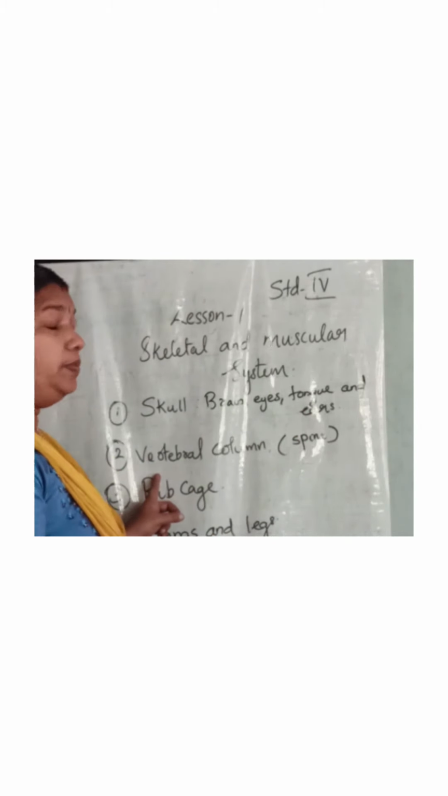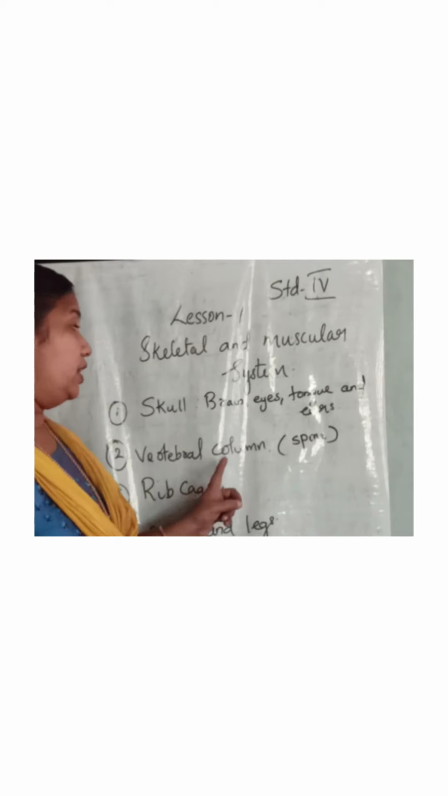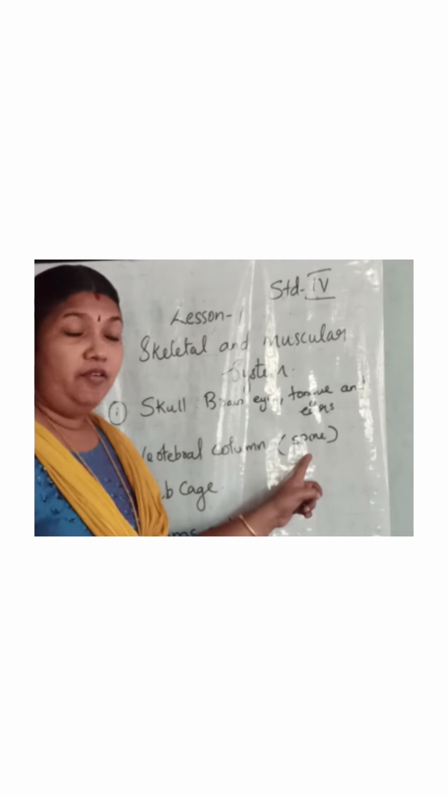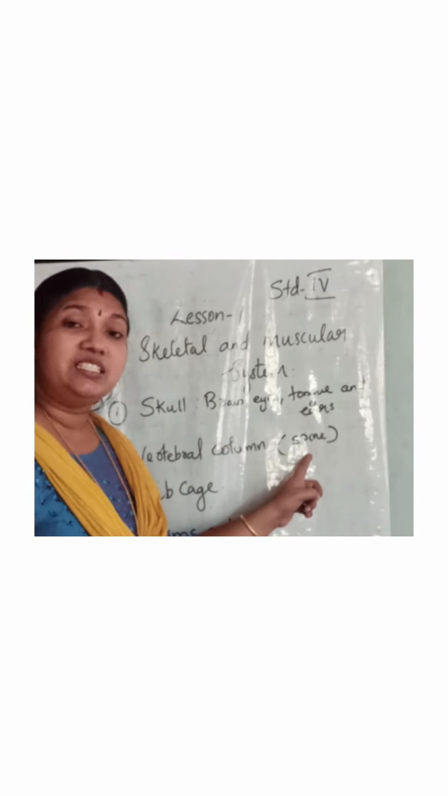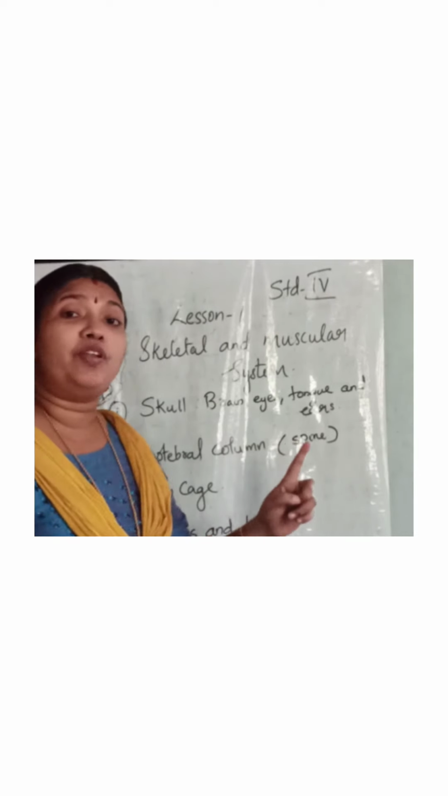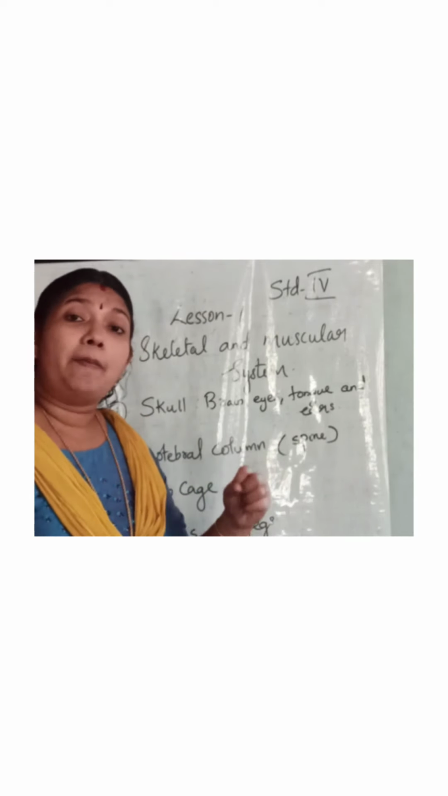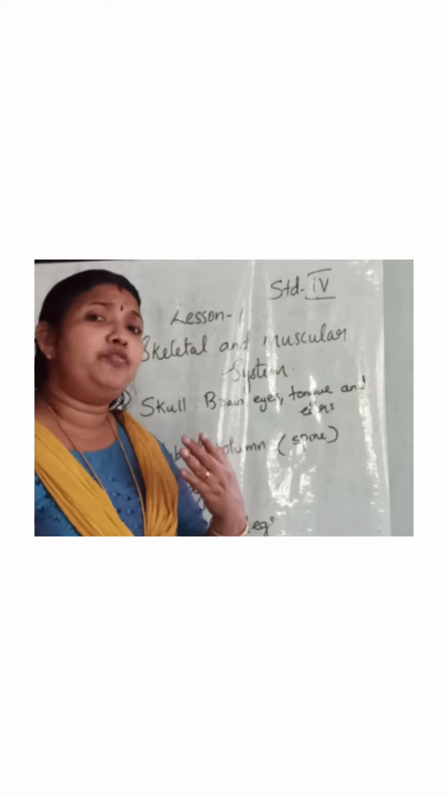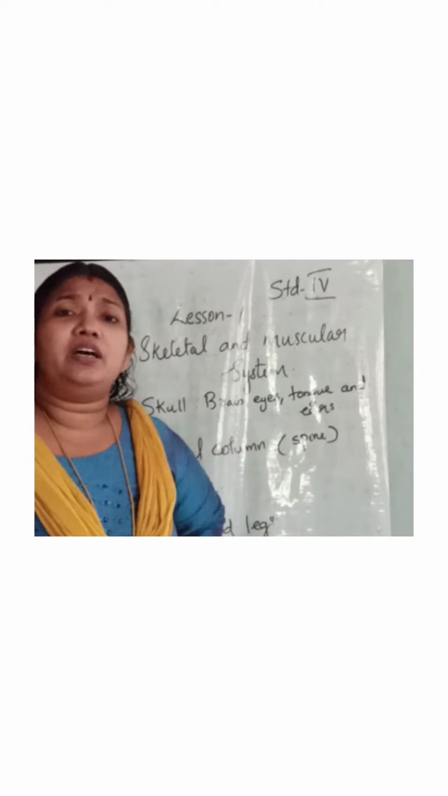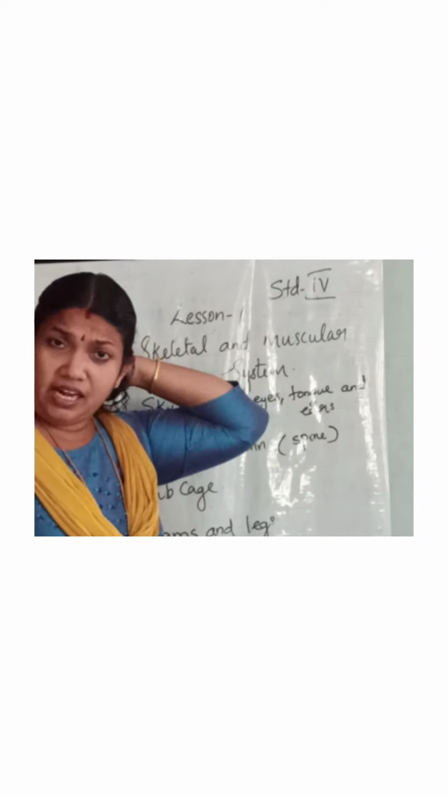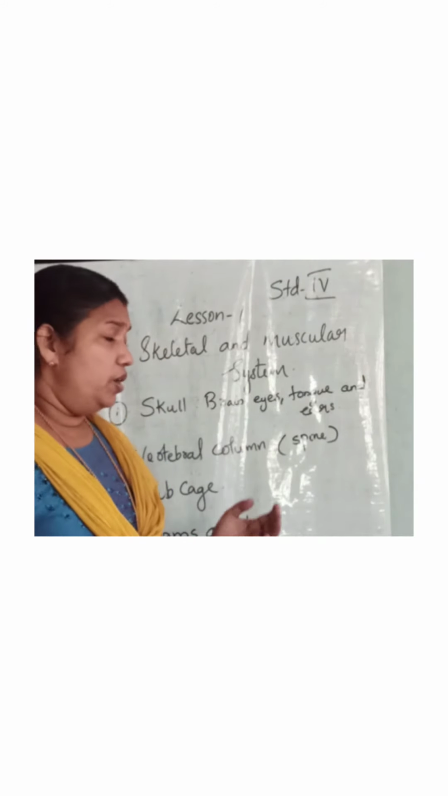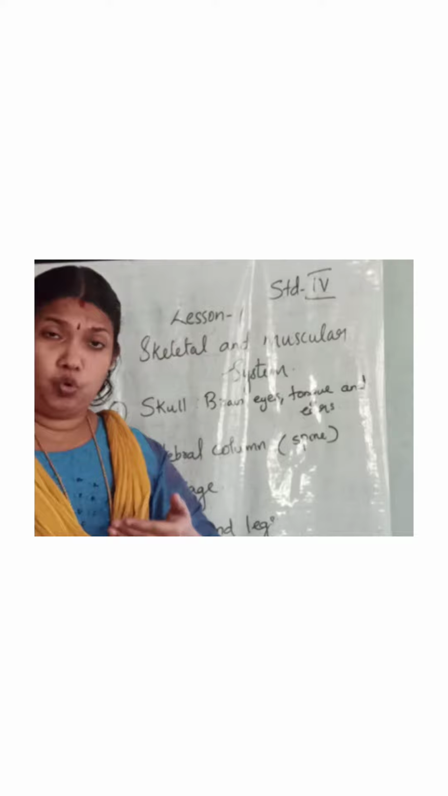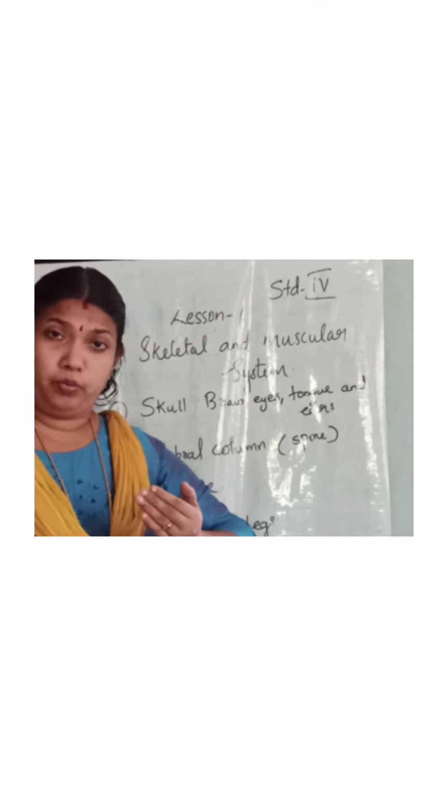Next is the vertebral column. The vertebral column is otherwise known as the spine. It is a long flexible bone structure which supports our back. It is seen on our back side, so when you touch your back with your finger, you can feel the vertebral column. The vertebral column is a long tube. It is an S-shaped tube.